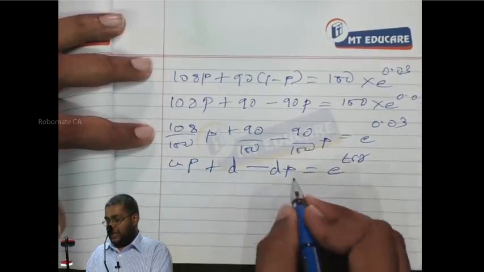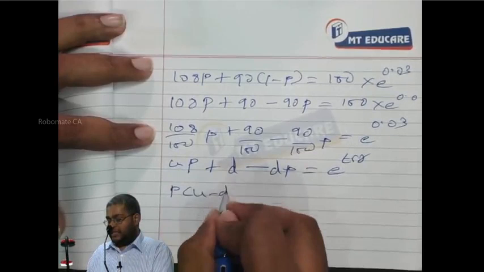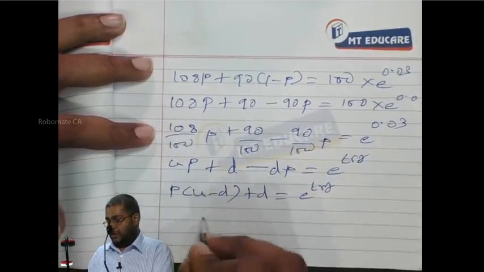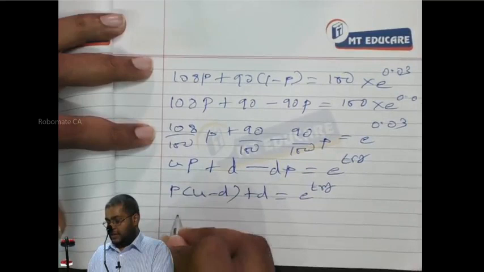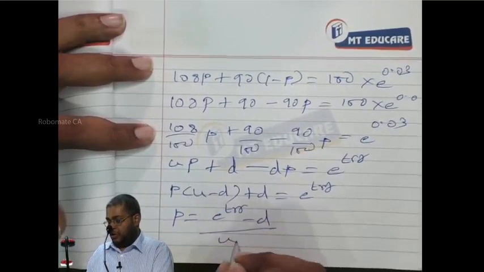What happens is, I'll take P common. P into (U minus D) plus D is equal to e power TRF. Now what do I have to calculate? P is equal to e power TRF minus D divided by U minus D. This is the formula. Everybody following what I am saying?